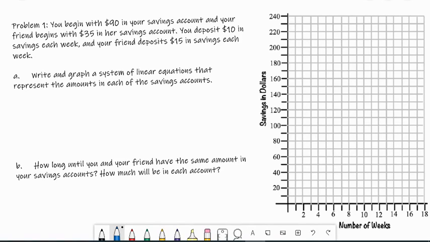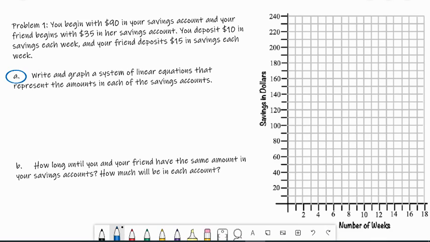This is problem 1 of solving linear systems by graphing. And in this word problem, it states you begin with $90 in your savings account and your friend begins with $35 in her savings account. You deposit $10 in savings each week and your friend deposits $15 in savings each week.